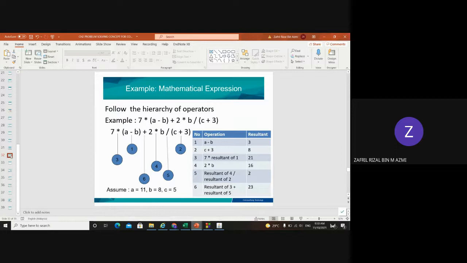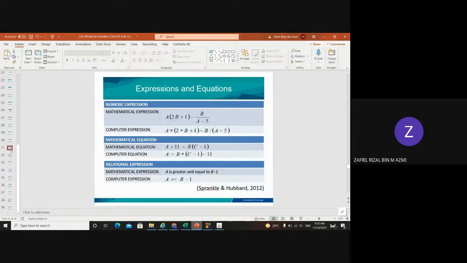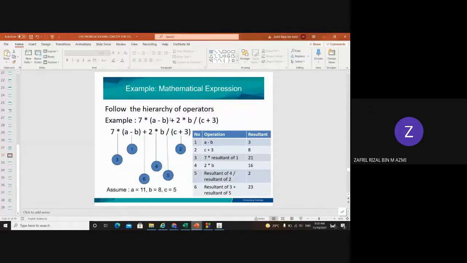This is the working steps, how you solve one specific expression or equation and how you show the process. Normally the question will be given like this: a normal mathematical expression, then you need to convert it to a computer expression first, and then given specific values, you need to solve this equation. You must show the steps.